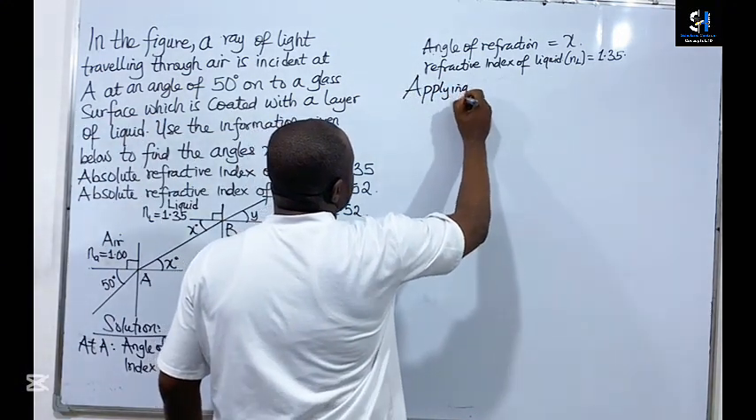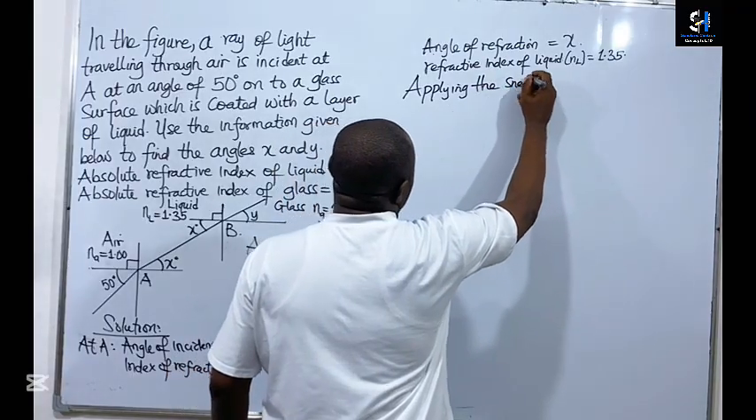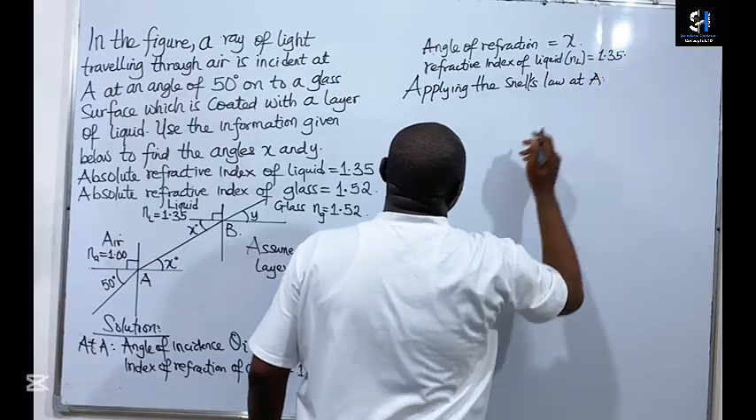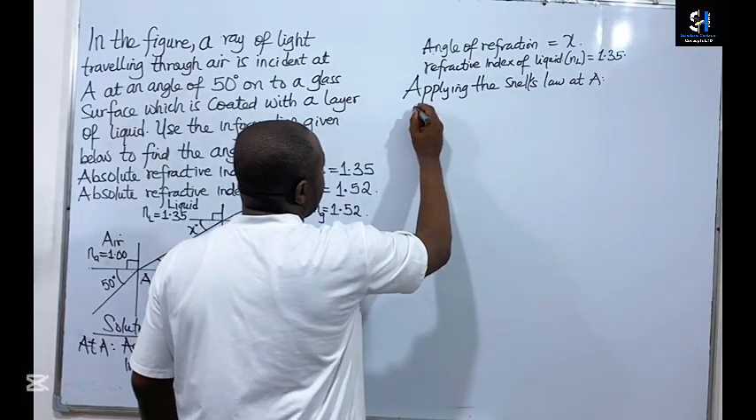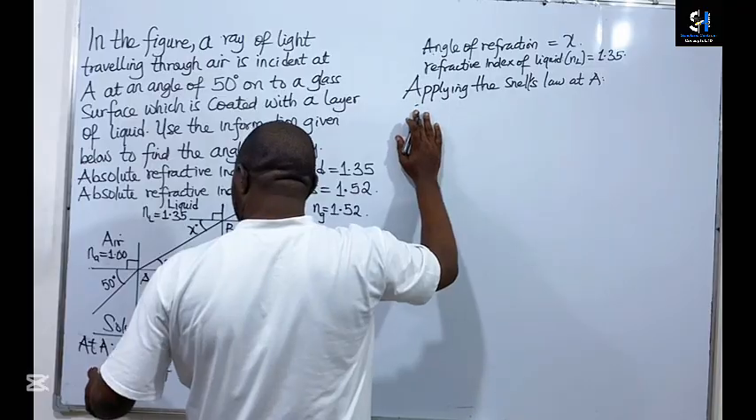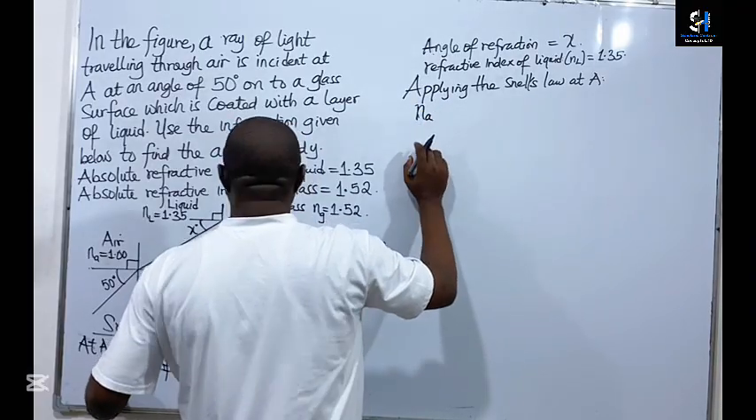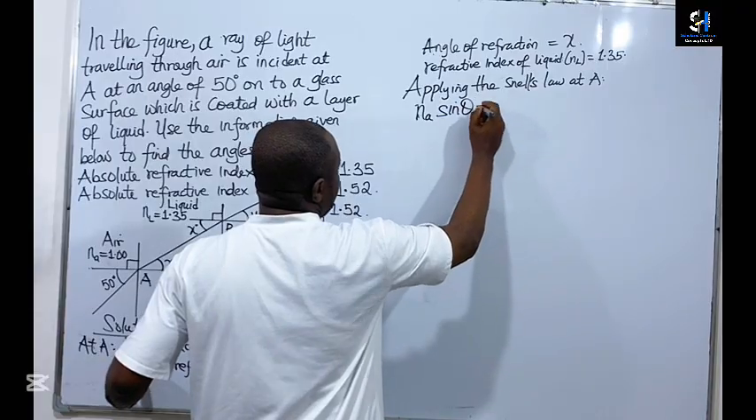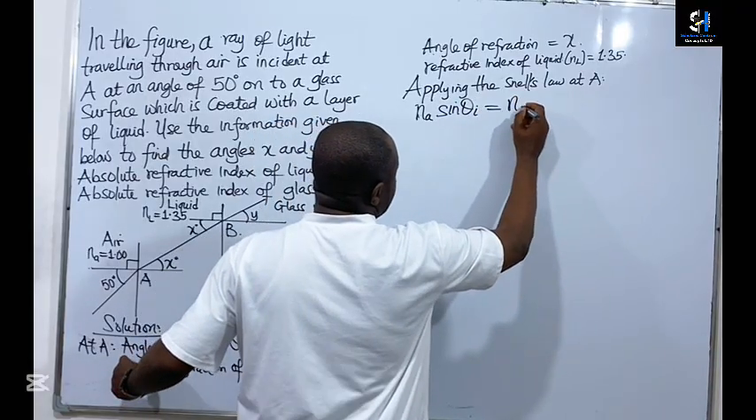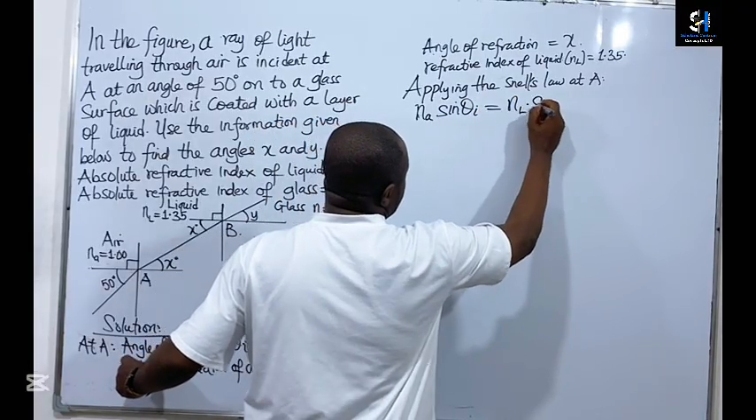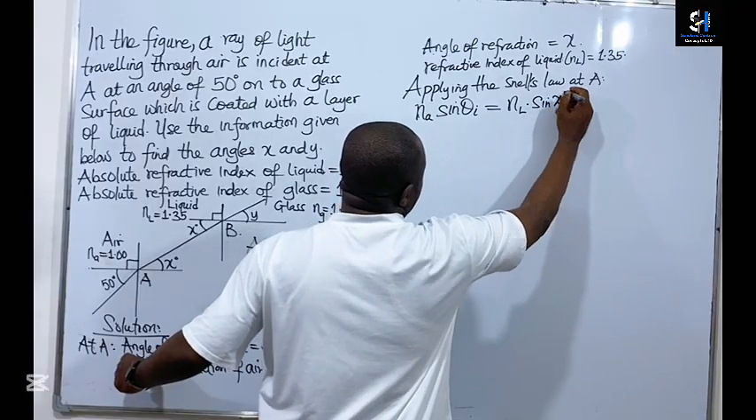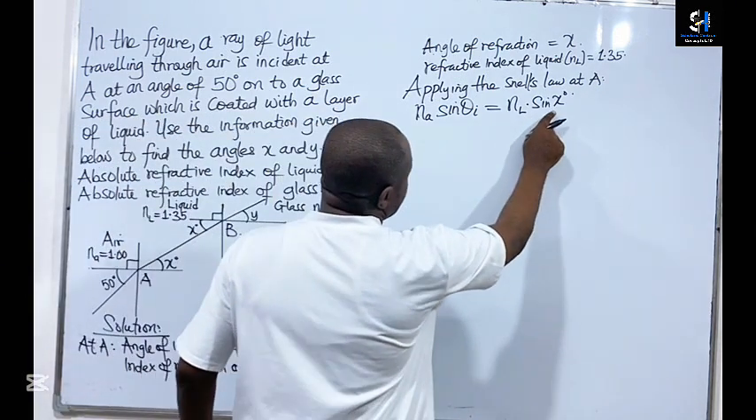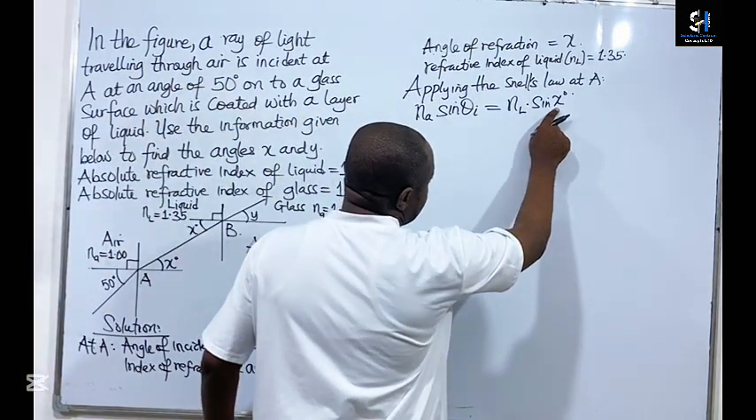So applying Snell's law at A, we have the refractive index of air multiplied by the sine of the angle of incidence, equals the refractive index of liquid multiplied by the sine of angle x, which is the angle of refraction. In this case, we want to calculate the value of x.